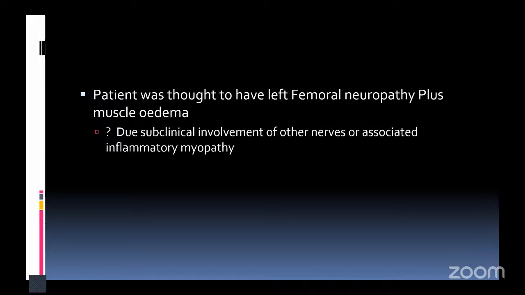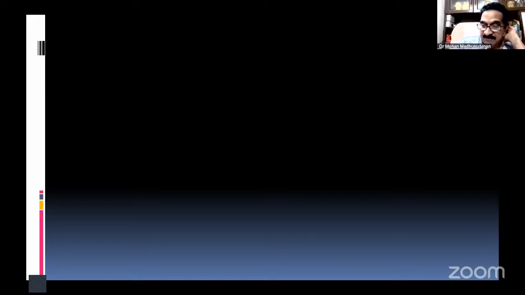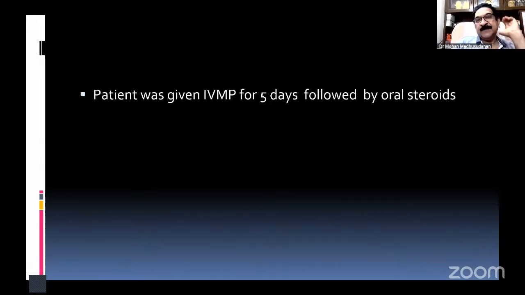EMG. Okay. Somebody asked for CPK. I'll come to that later on. CPK was normal. But EMG is also going to help. Anyway, you got a neural involvement. Weakness of the muscle is there. You're telling myopathy, no? So yeah, in addition to that, in addition to the neuropathy on the left side. In fact, I thought a plexopathy in this patient. I put him on IV MP for 5 days, followed by oral steroid.